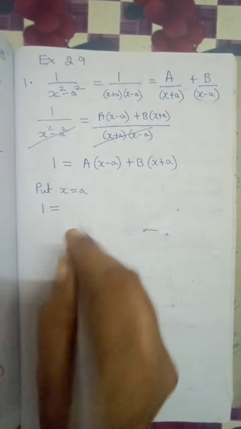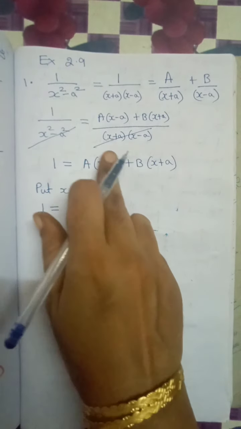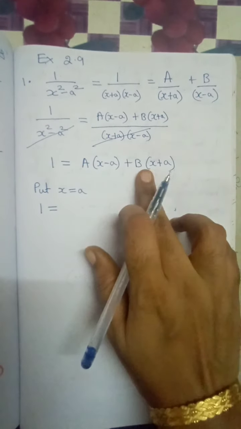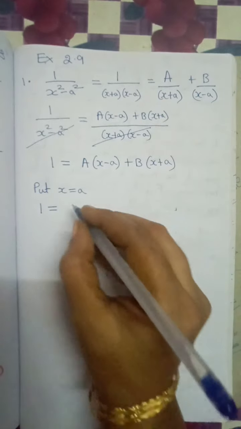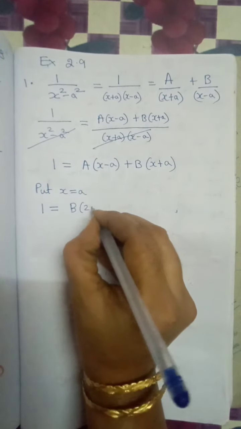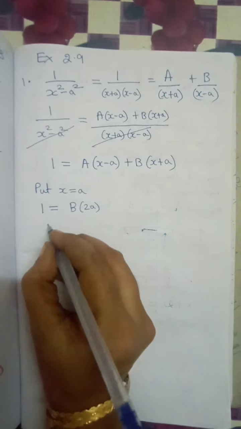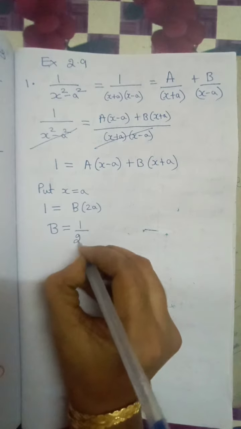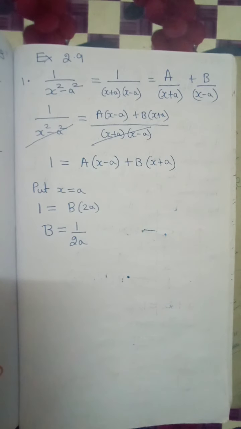So 1 equal to, if I put here a minus a 0, so this will get vanished. First term goes off. Now here if I put a plus a, I will have 2a. A plus a 2a. From this I get the value for b. So b is equal to 1 by 2a. So we got the answer for b.